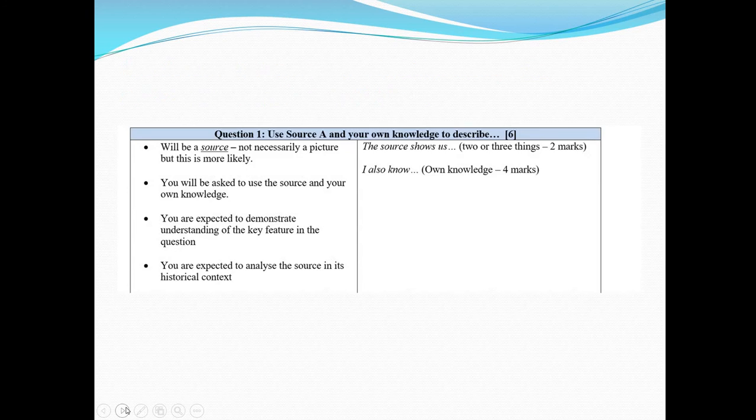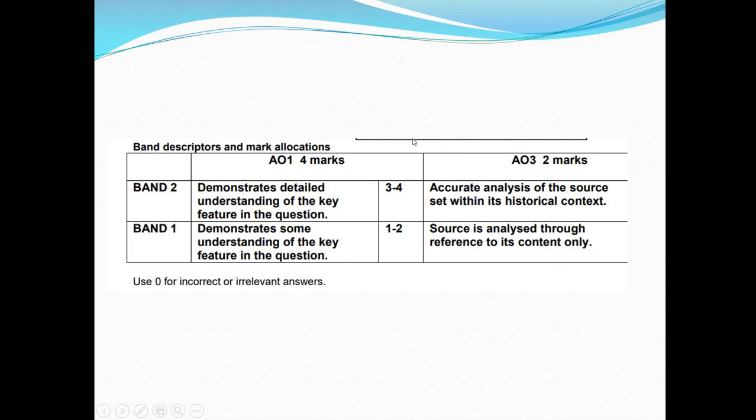So what I want you to do now is have a little look at the mark scheme for this. So the mark scheme: detailed understanding of the key feature in the question, or some understanding of the key feature of the question. So have you got a detailed understanding about life in Britain during 1900? Have you put in lots and lots of different information? That's what we're looking for there, okay?